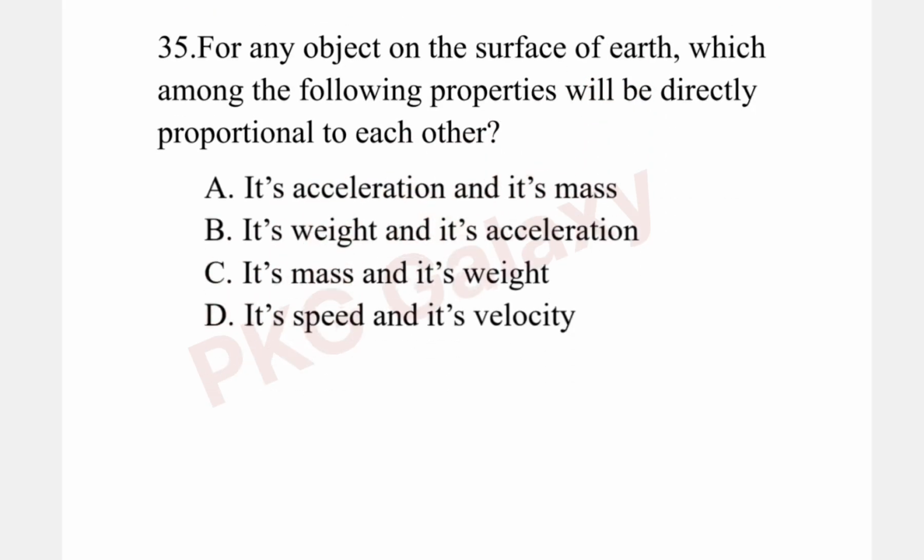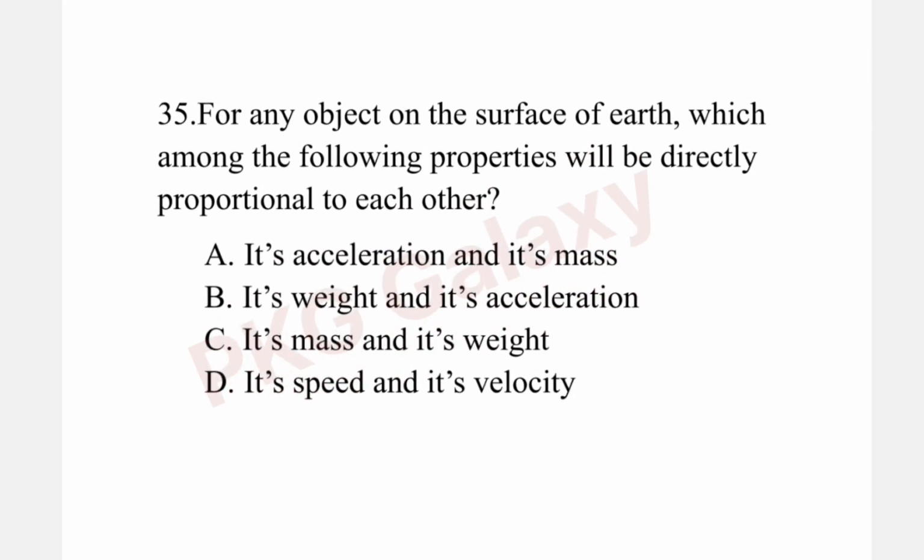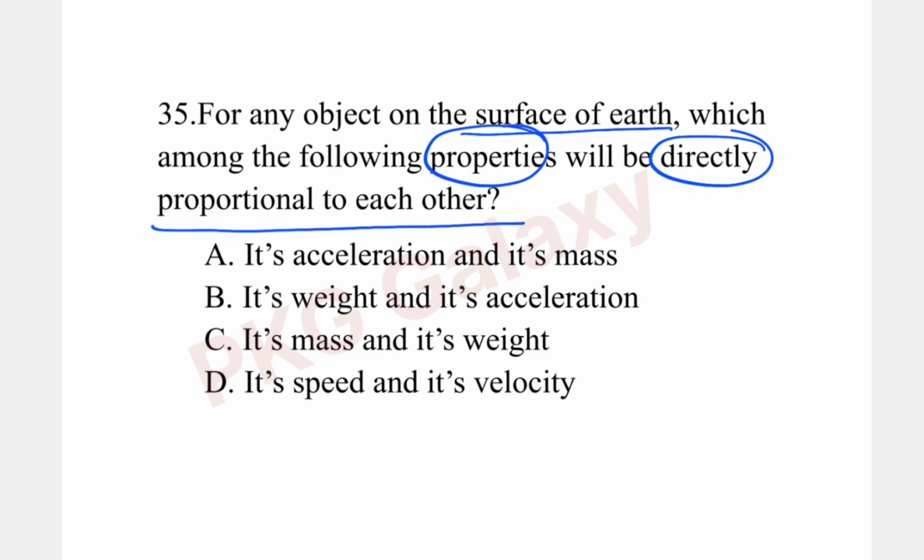Next question. For any object on the surface of the Earth, which among the following properties will be directly proportional to each other? Option A, its acceleration and its mass. Option B, its weight and its acceleration. Option C, its mass and its weight. And option D, its speed and its velocity. The correct answer is option C, its mass and its weight.